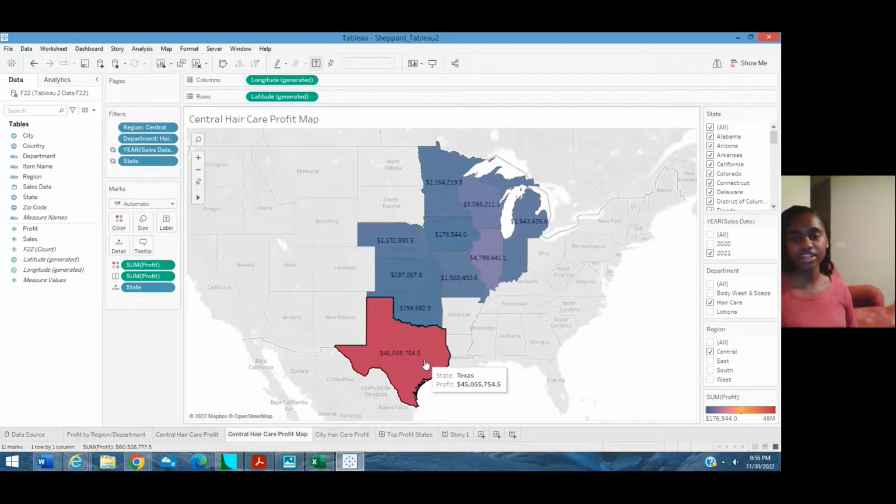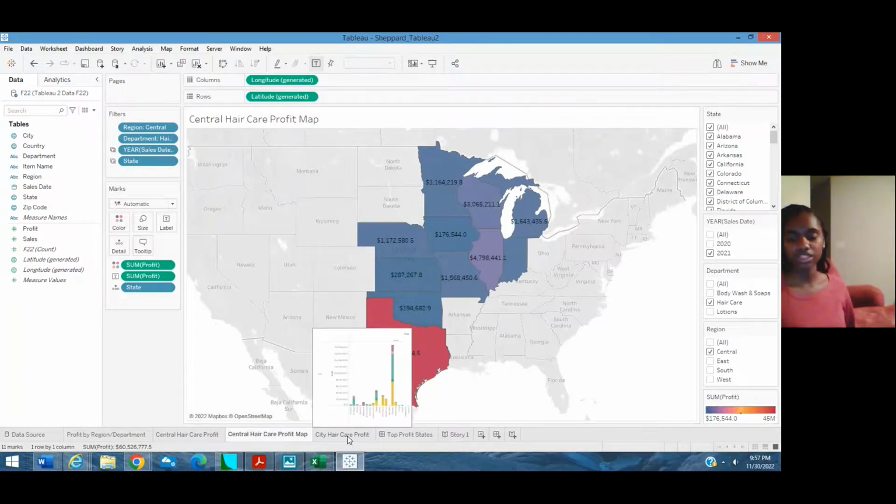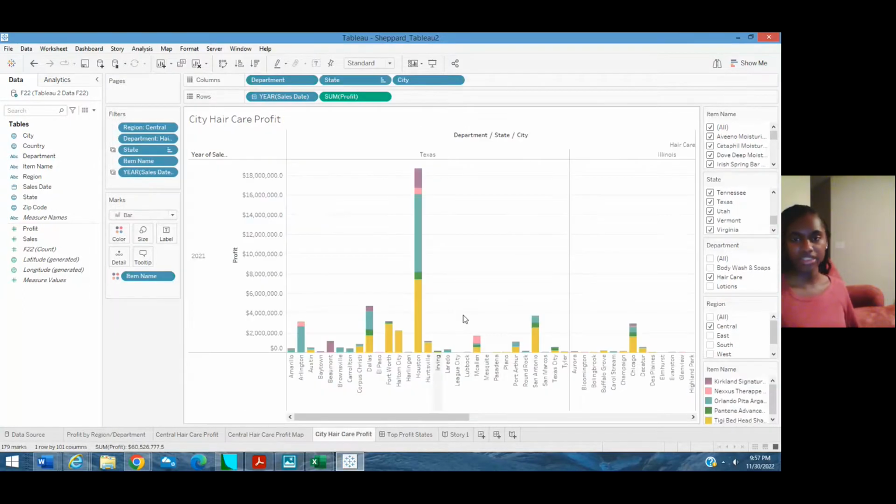For me, I looked at it as more of a big picture, and with the big picture, you have to look at the smaller factors that contribute to making the whole picture. So I decided to really hone in on the cities within those states, so we can see what makes up the profit within that state. On this next worksheet, I did just that by looking at not only the department and the state, but the cities within the states.